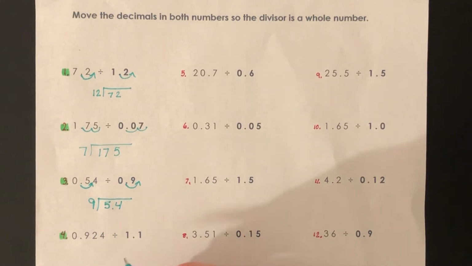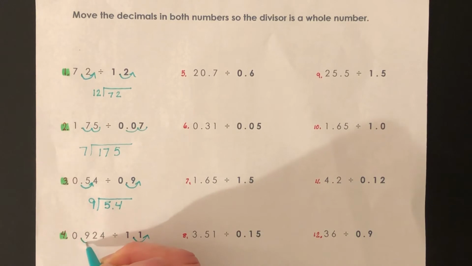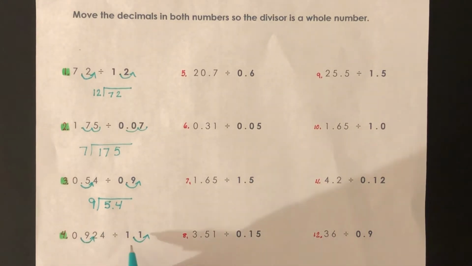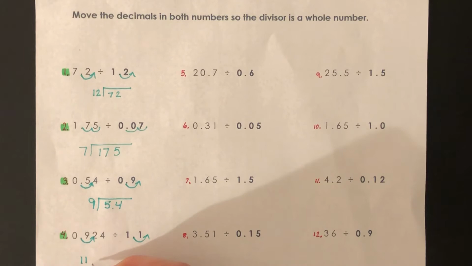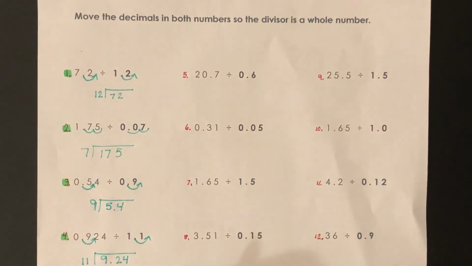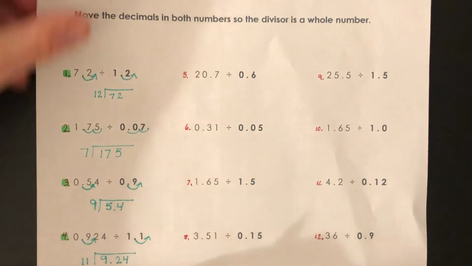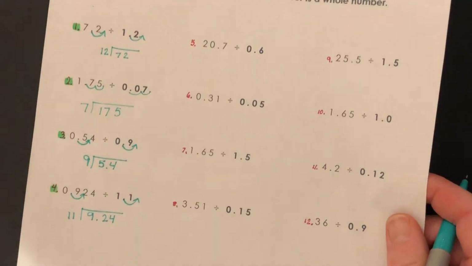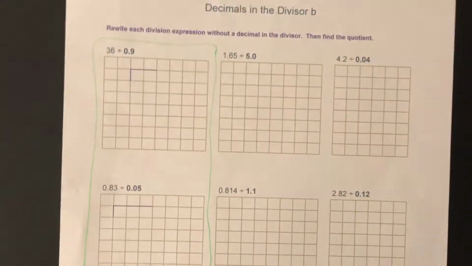And now number 4, you'll move the decimal in the divisor 1 place. So you'll move it 1 place over here in the dividend. So you're left with 11 divided into 9 24/100. There you go. Remember, you do not have to divide on this at all. All you're doing is practicing moving the decimals. The next page, that is where you're actually going to be dividing.